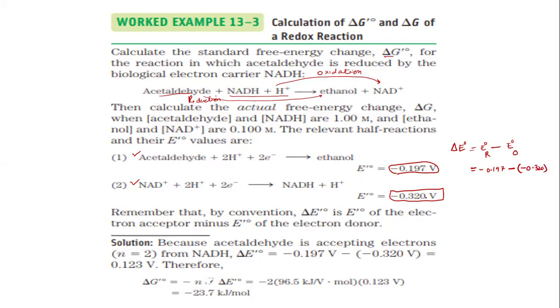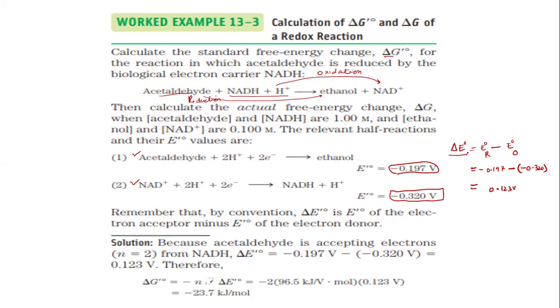Now the sign or the values will not be changed, whether the species is being oxidized or reduced, but only the arrangements will be changed. So if we take delta E naught, it will be 0.123 volts.